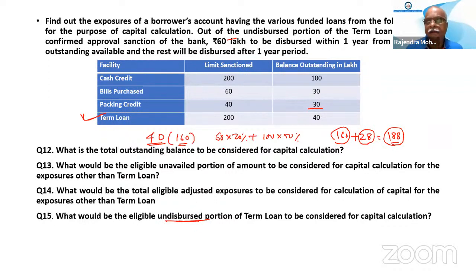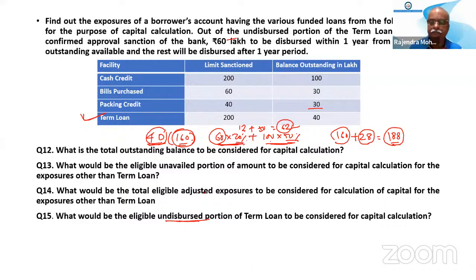Then 62, sir. Yeah, 60 into 20%, 100 into 50%. Correct. So it will be 12 plus 50 equal to 62. Undisbursed portion only. Because this 40 it is not asking, it is asking about the 160. So out of 200, 40 is the outstanding balance. 160 is to be disbursed, meaning the undisbursed portion. Out of which 60 to be disbursed within 1 year will carry 20%. And the rest amount 100 will be 50%. So 12 plus 50 equal to 62. So the answer for 15 will be 62.